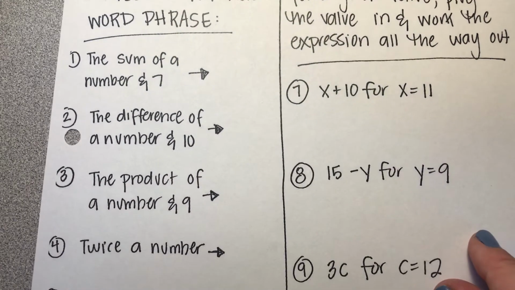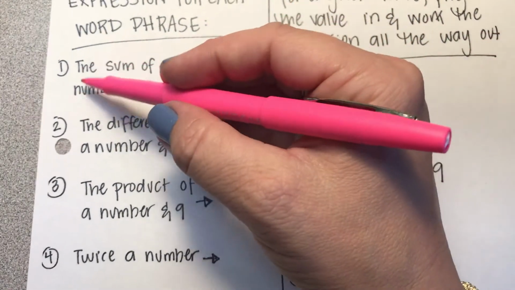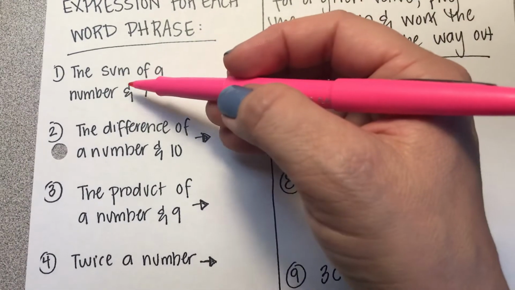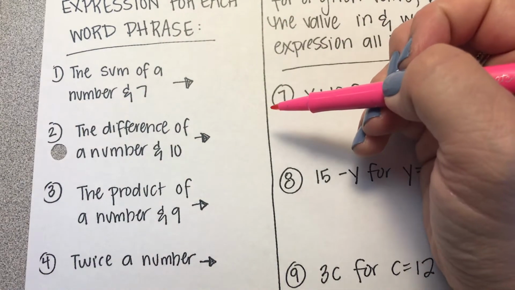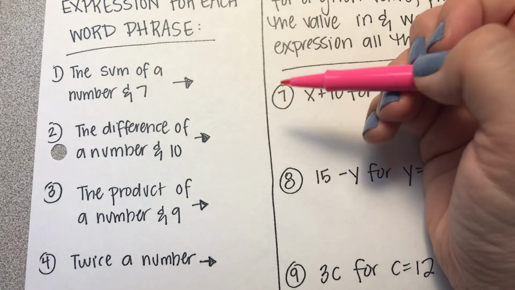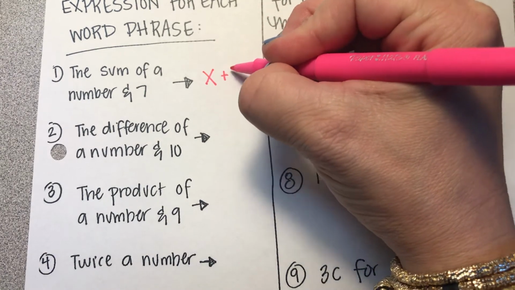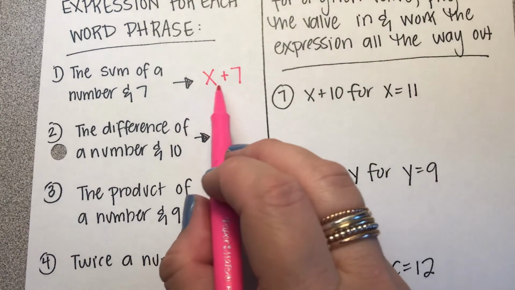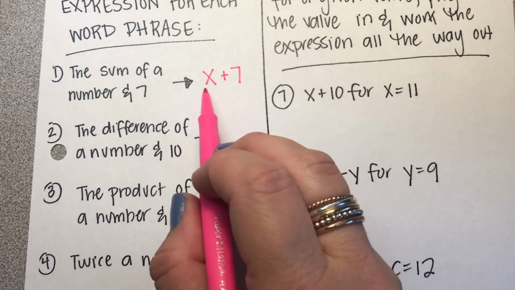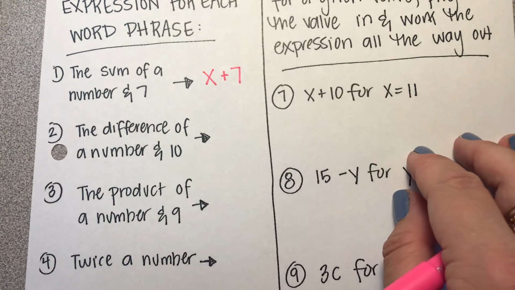So for example, on number 1, we're going to write an expression that means the sum of a number and 7. So sum means we're adding, right? So I'm just going to use x, some number, plus 7. This represents the sum of some number and 7.